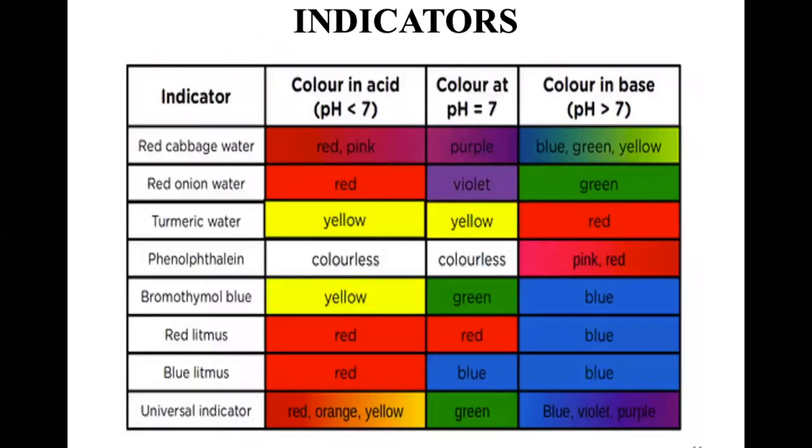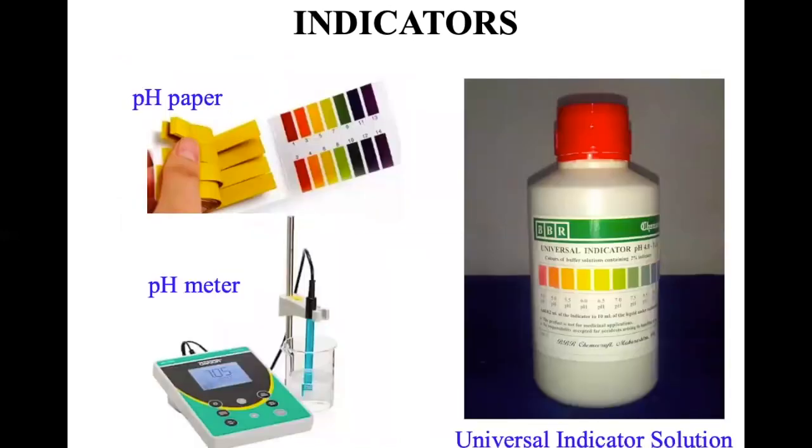So this is the overview of all the things that we have studied over here. We have studied red litmus paper, blue litmus paper, phenolphthalein, turmeric, onion, then cabbage. Universal indicator, I'll be teaching you in the next slide.